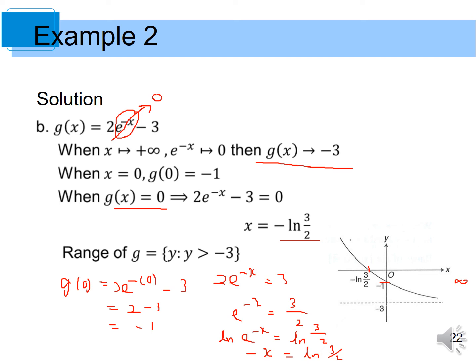Okay, the x-intercept. So after you have these 2 points, you can sketch the curve. Because you know the power here is negative, the curve is decreasing from left to right. And from your curve, you know that the range is from -3 to positive infinity.